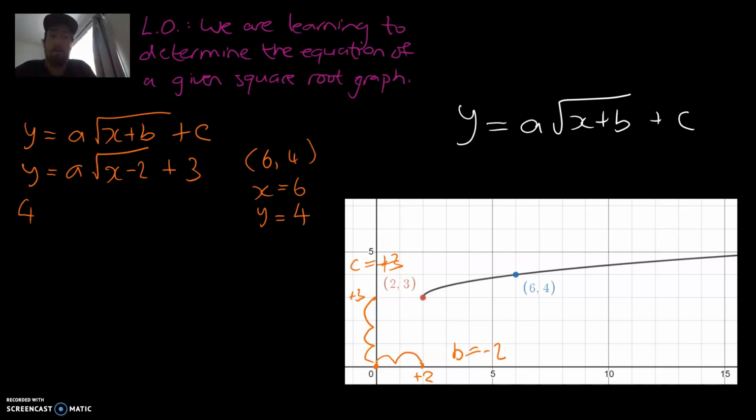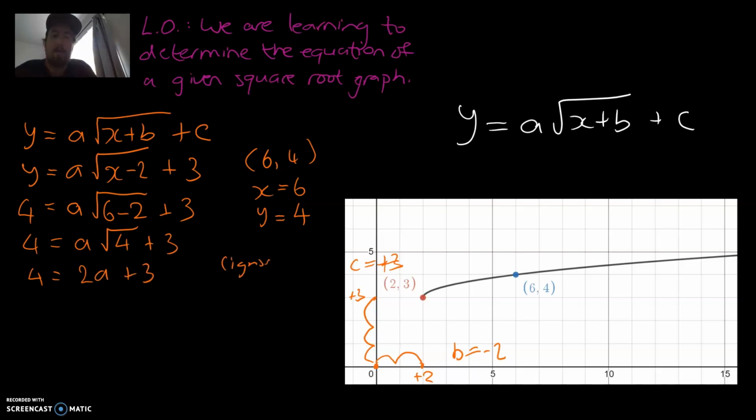So 4 is going to be equal to a times the square root of 6 minus 2, plus 3. 4 is going to be equal to a, the square root of 4, plus 3. And then 4 is going to be equal to 2a plus 3. And I do want to note here, we do want to ignore the -2 answer of that square root, because per our graph, we can't really deal with negative numbers for this graph.